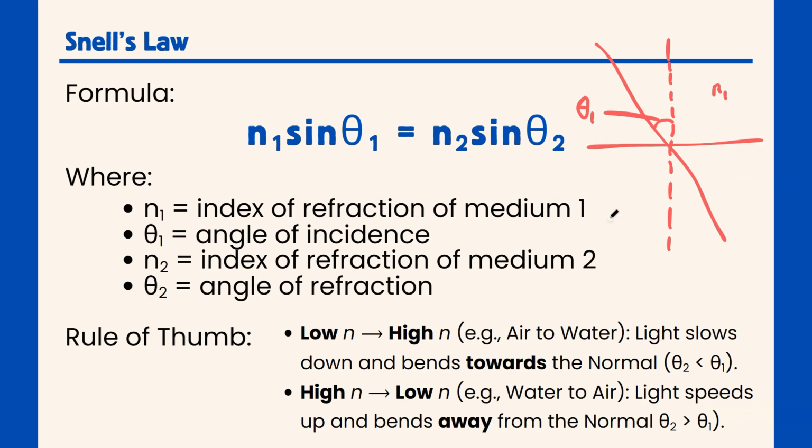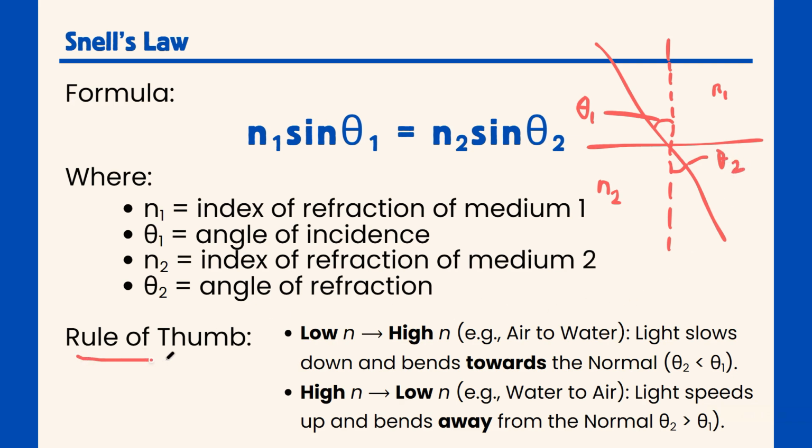Our n2 here is the index of refraction of our second medium, and theta 2, or the angle of refraction, is the angle between the light in n2 and this normal line again. That is our angle of refraction.